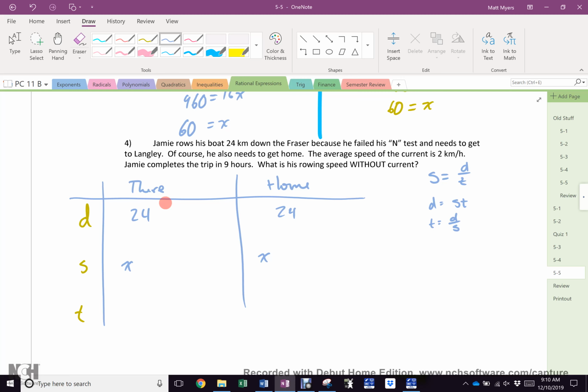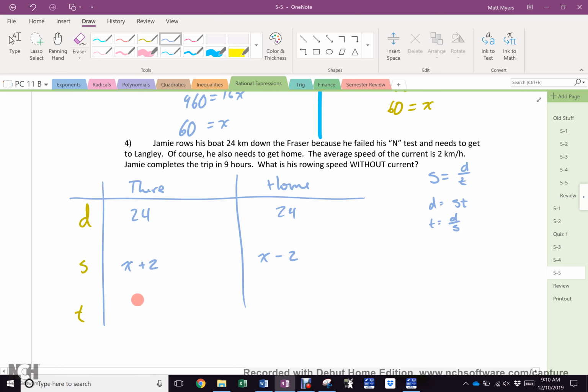It doesn't matter. If you don't know which way the Fraser River flows, don't worry about that. Is the current helping him in one direction? So will it be adding to or subtracting from his speed? How much? What will happen when he returns? Right? And how long does the whole trip take?